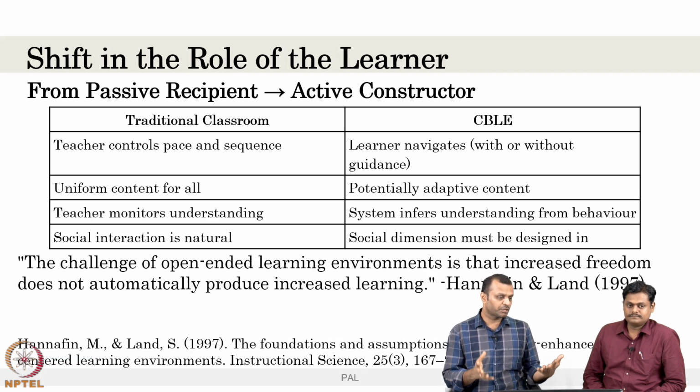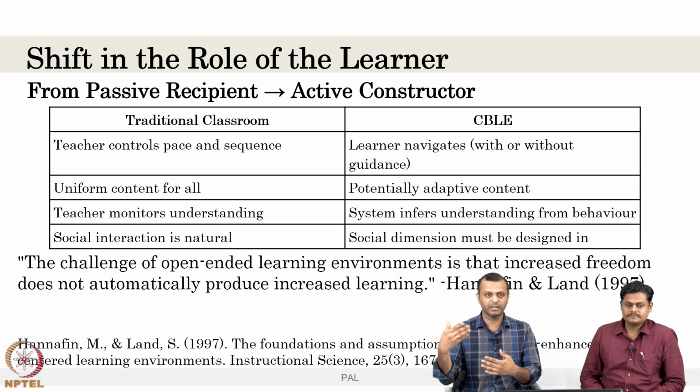If I want to summarize how this CBLE is different from a traditional classroom: in a traditional classroom, the teacher controls the pace and sequence, that is which content to teach. For a class of 30, the teacher teaches the same topic and waits for all 30 students to understand, then moves to the next topic. Whereas in the CBLE, since it is personalized, the learner controls their own path, navigation and everything. The content is uniform in the classroom because the teacher cannot have individual content for each learner, whereas in CBLE the whole idea is personalizing content based on the student's performance. If they need more prior knowledge, we provide that.